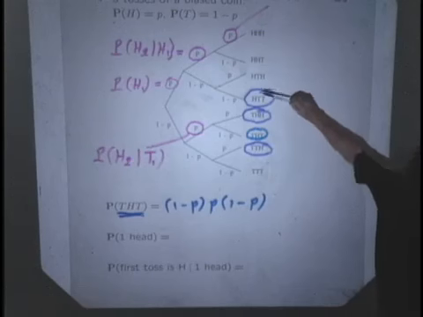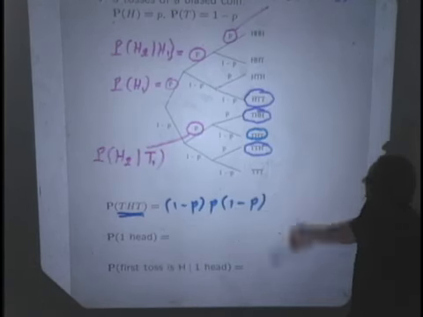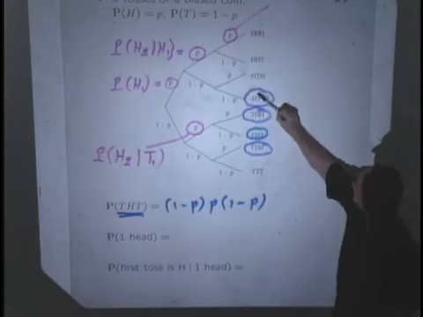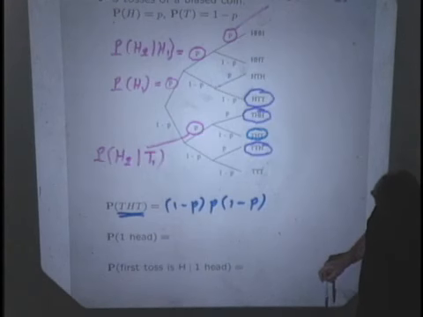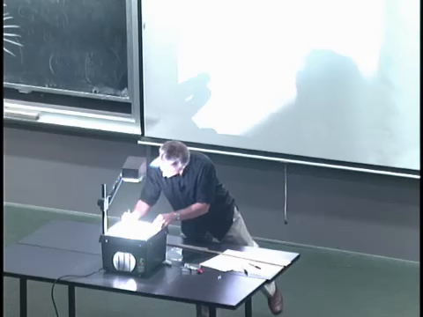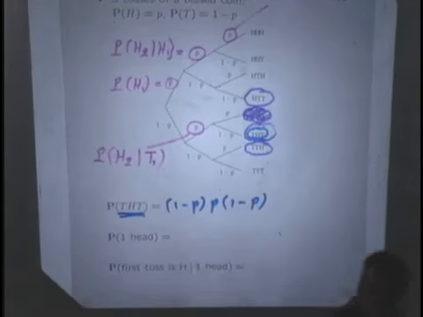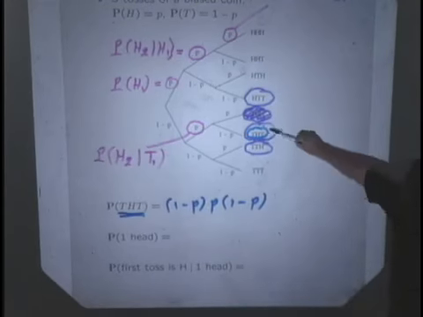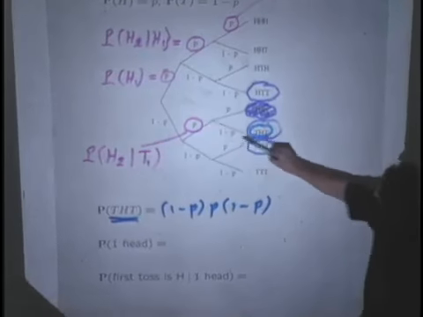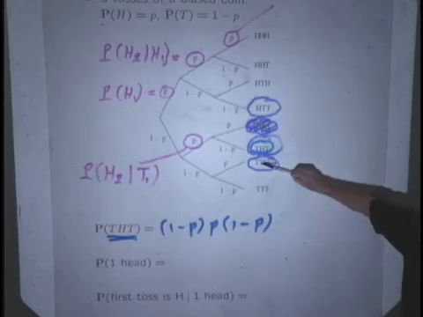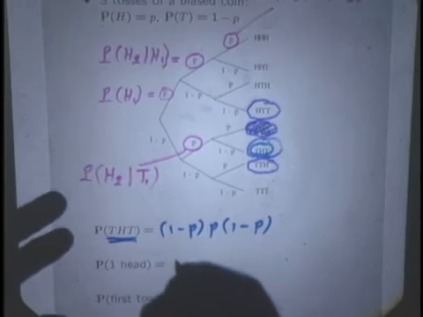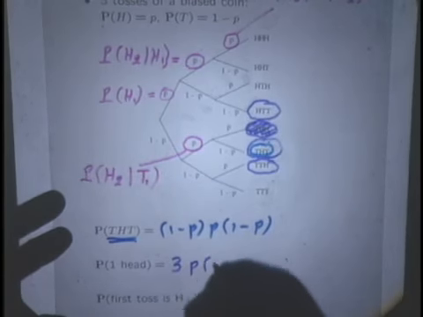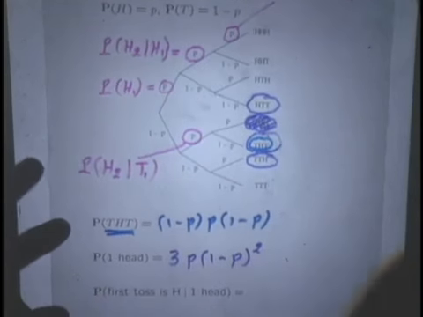How do we find the probability of an individual outcome? Well, that's what we just did. Notice that this outcome has probability P times 1 minus P squared. This one is 1 minus P times P times 1 minus P, the same probability. And finally, this one is again 1 minus P squared times P. So this event of 1 head can happen in 3 ways, and each one of those 3 ways has the same probability of occurring. And this is the answer.